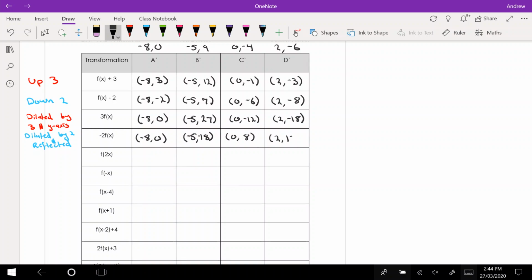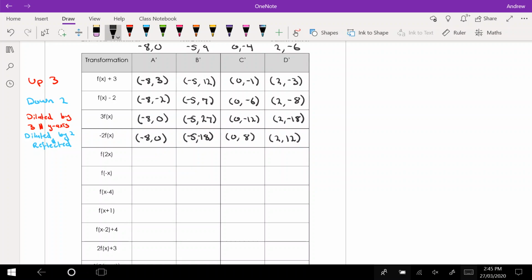0, 8, 2, 12. Does everyone understand how I got to those 4 points? Okay. Now we're changing it to f of 2x. Now, if I'm inside the brackets, what is it changing?